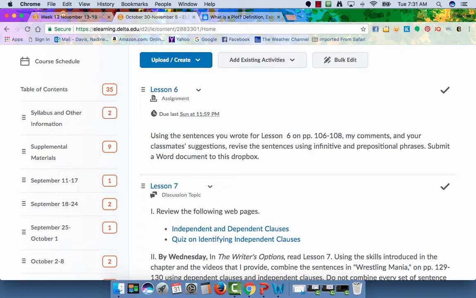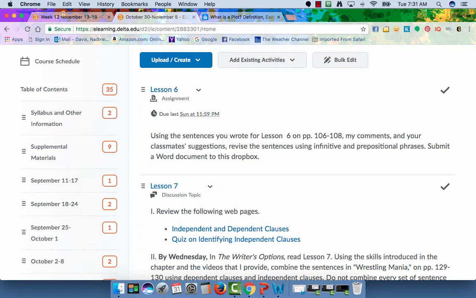Now, this week we back away from writing again, and we go back first to Lesson 6, which is due Sunday. And Lesson 6 is the lesson we did on prepositional phrases and infinitive phrases. And you're going to use the sentences you wrote for Lesson 6, and you're going to use my comments and your classmates' suggestions and revise the sentences using infinitive and prepositional phrases, and then you'll submit that to the Dropbox.